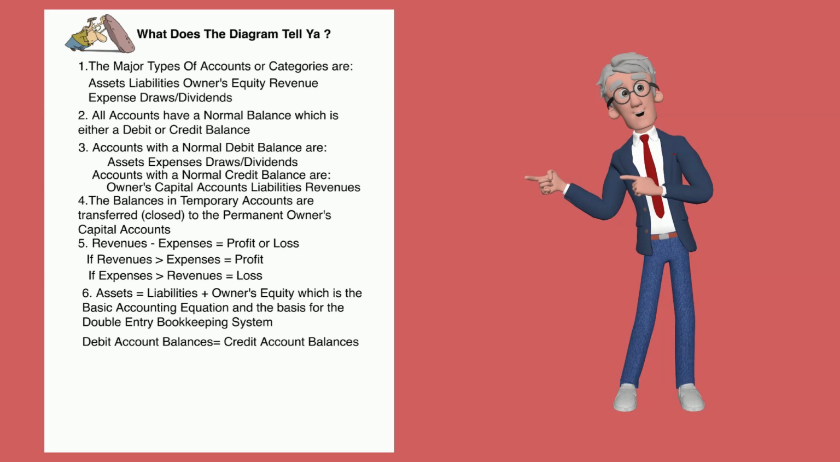5. Revenues minus expenses equals profit or loss. Revenues greater than expenses equals profit. Expenses greater than revenues equals loss. 6. Assets equal liabilities plus owner's equity, which is the basic accounting equation and the basis for the double-entry bookkeeping system. Debit account balances equal credit account balances.